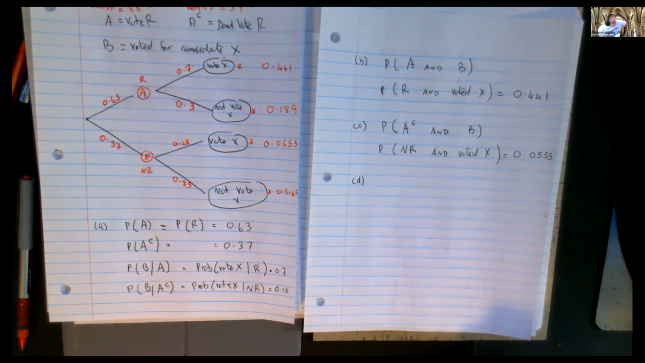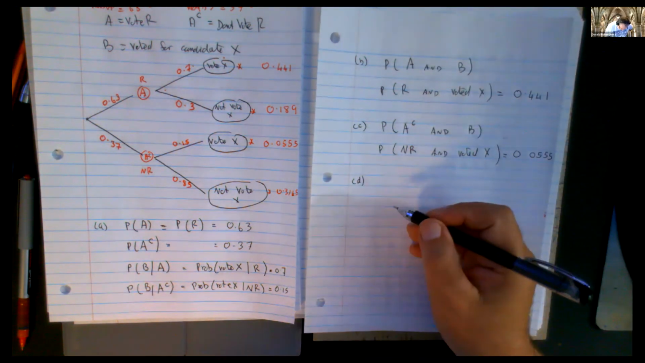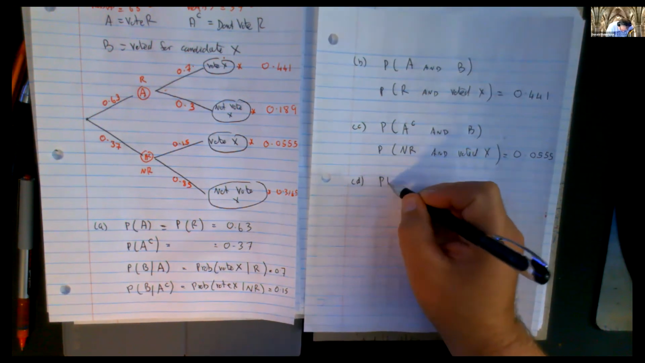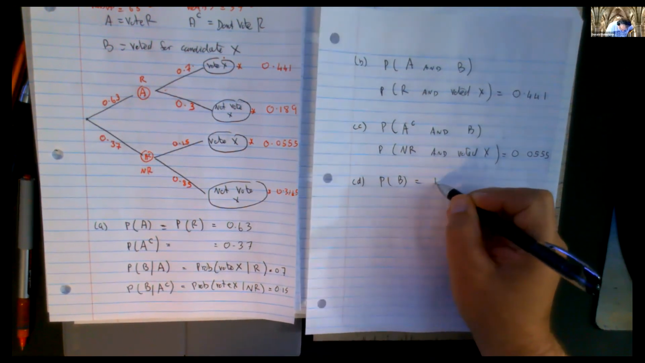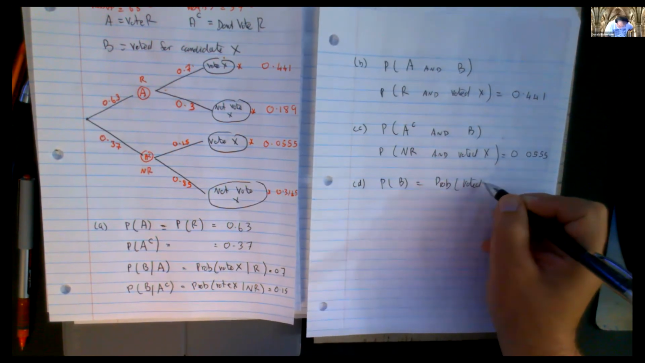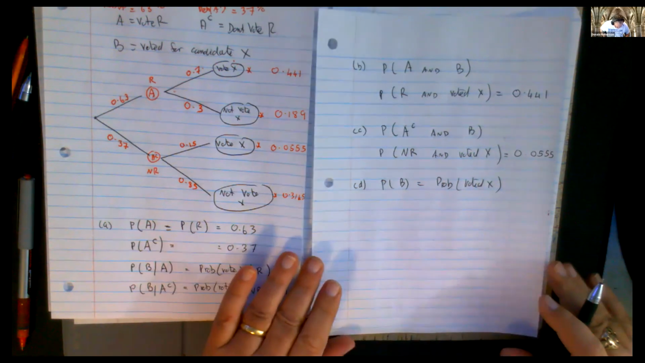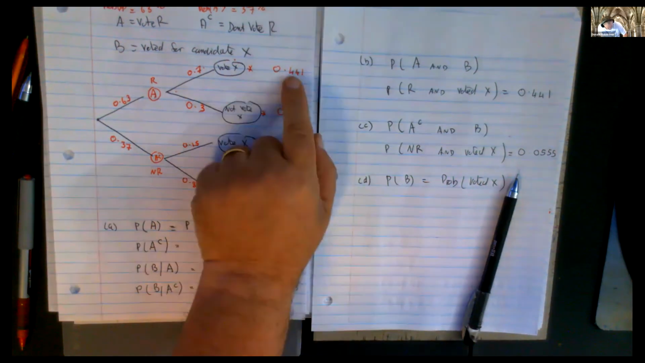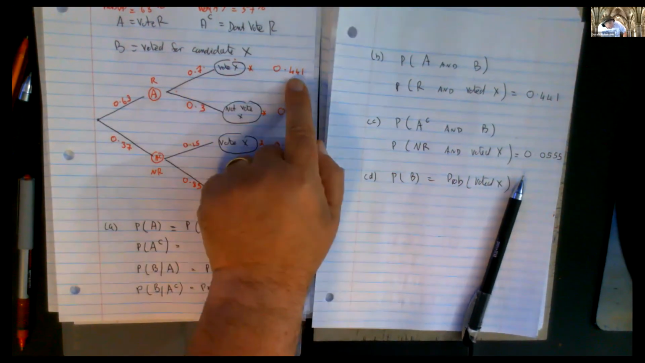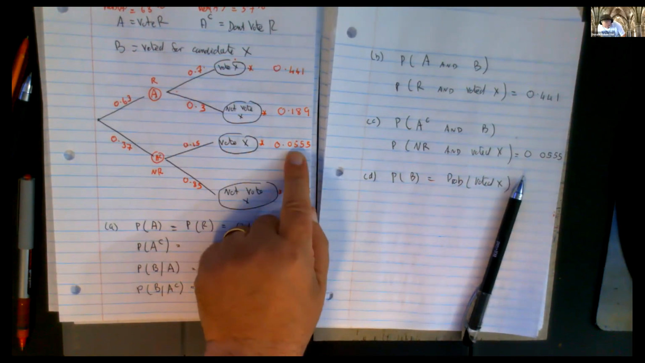Now, it says use the results in part B and C, which is these two, to find the probability of B. So probability B is the probability that you voted for candidate X. Well, if I look at my little choices here, isn't voting for candidate X up here? And isn't this one that I'm pointing at also a situation where you voted for X? So that's these two numbers.